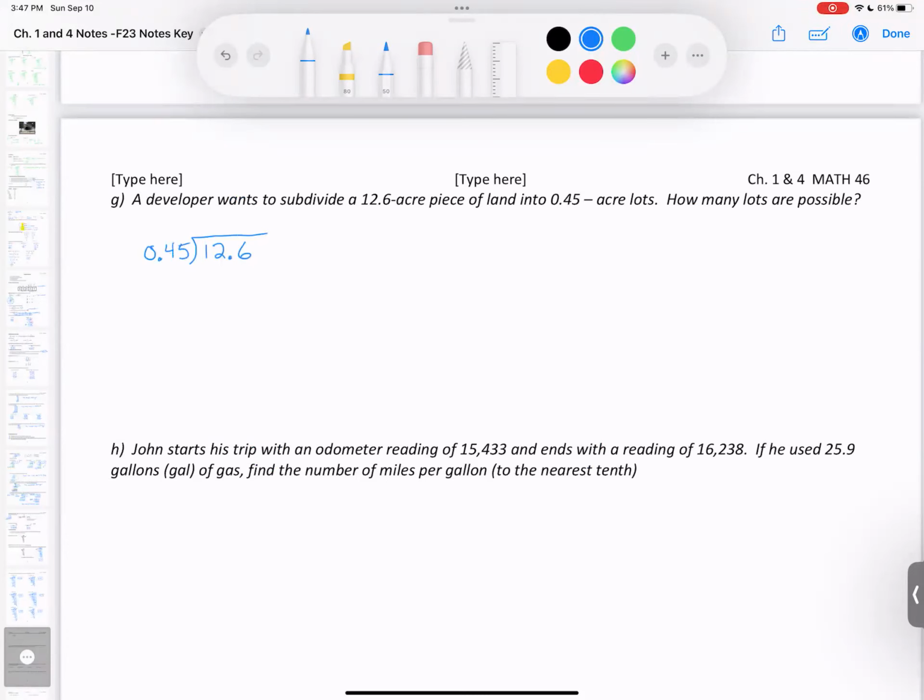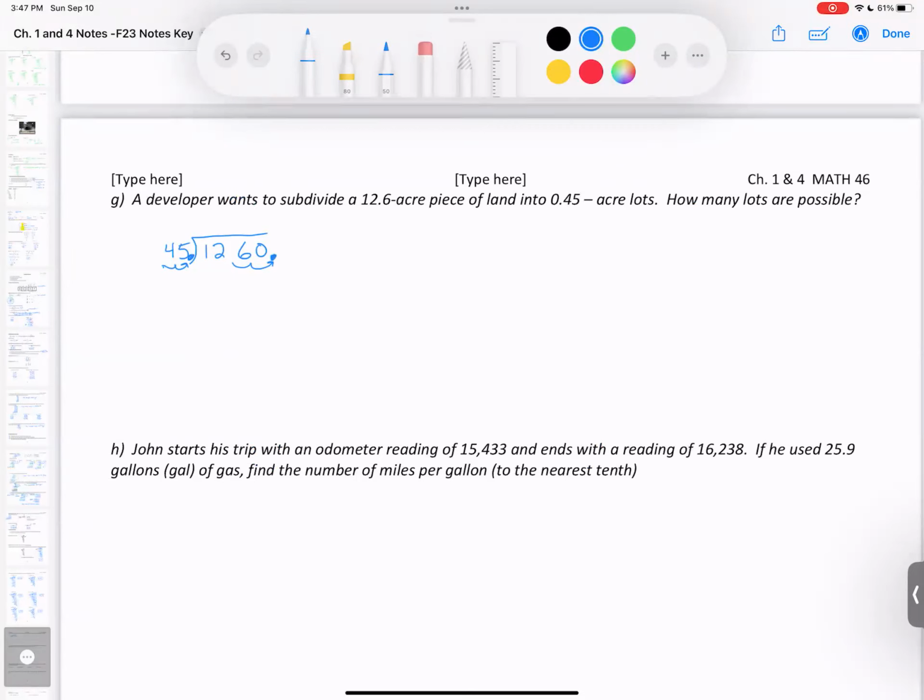So we're going to have to move our decimal over 2 places here. That means our decimal in our dividend is going to have to go over 2. We're going to have to add a 0 to make that happen. So here are our new decimal points. And I'm just going to erase this leading 0 so it's a little easier to look at.